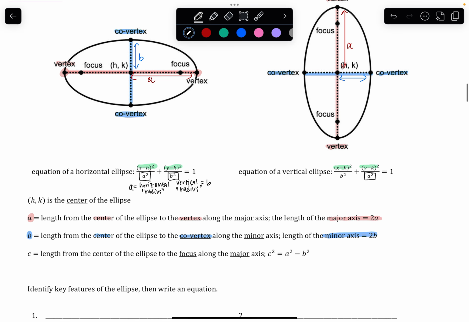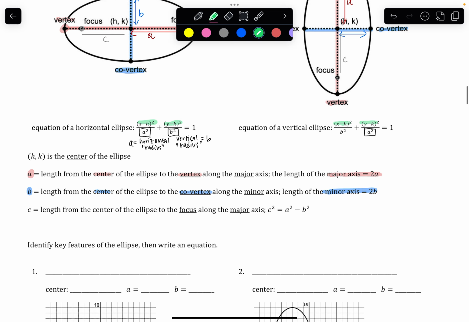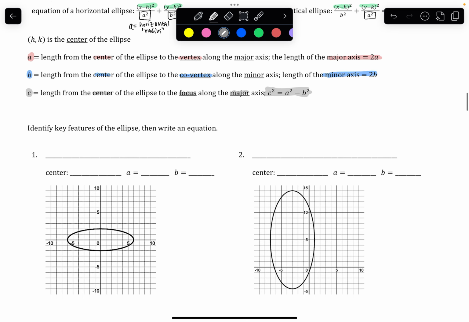Okay, and so the last thing we need to talk about is the foci. And so we have two foci, one on each side, and they always lie along the major axis, and they're going to be inside the vertices. Okay, and so the distance from center to focus is going to be what we call C. And that's really only helpful if we're missing A or B. We'll use the C value to help us find that. And so in this case, your C is length from center to focus, and it's always going to be on the major axis. And then we have this equation that will help us get A and B if we don't have one or the other.